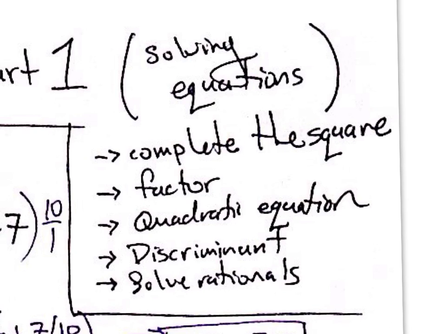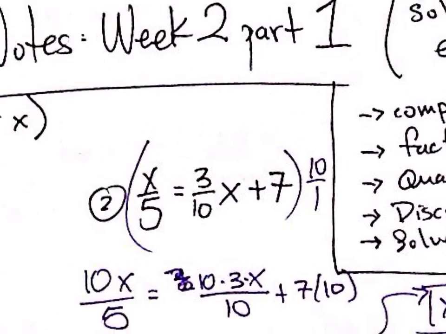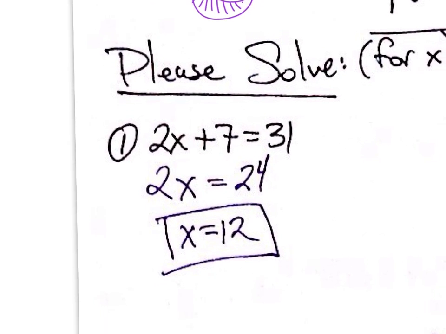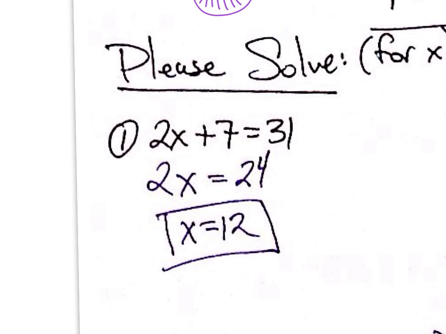We're going to complete the square, solve by factoring, use the quadratic formula, and the discriminant, which is related to the quadratic formula, and solve some rationals where variables are in the denominator as well. So question number 1, start out with some basics.